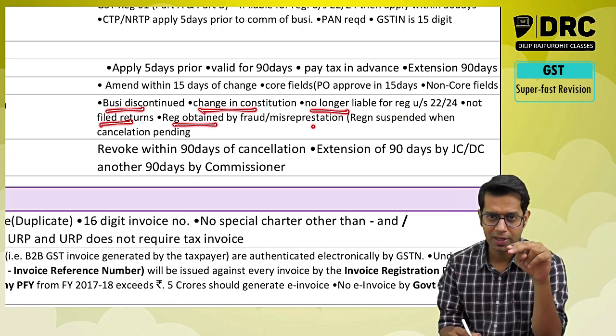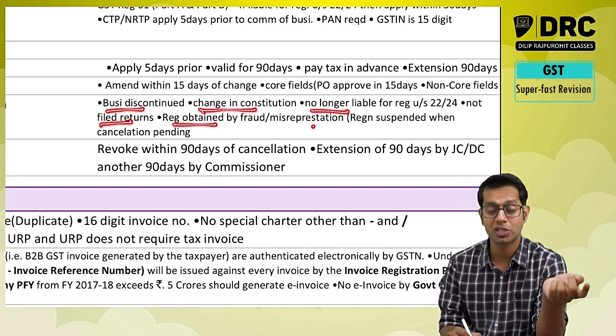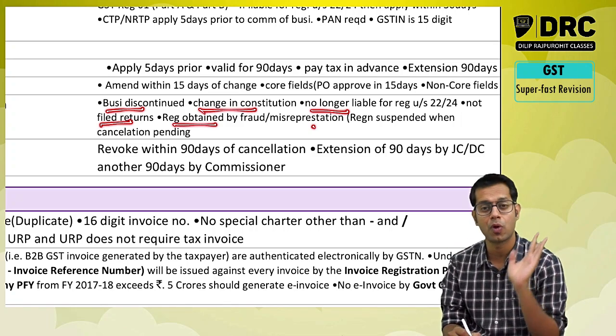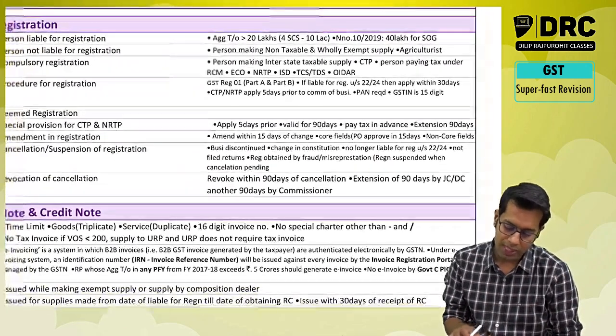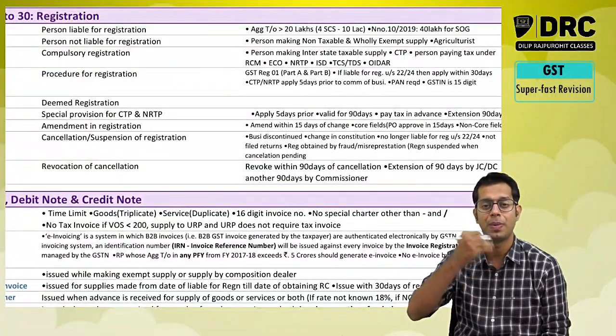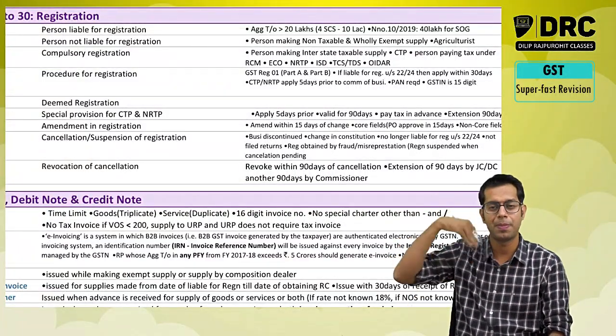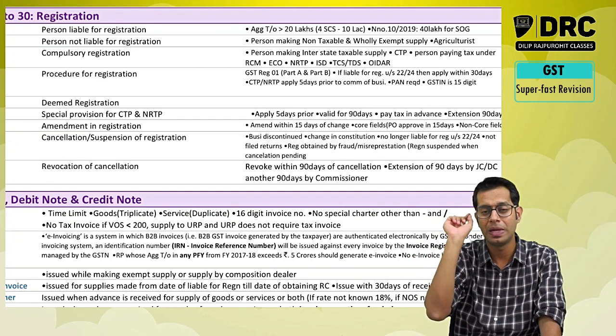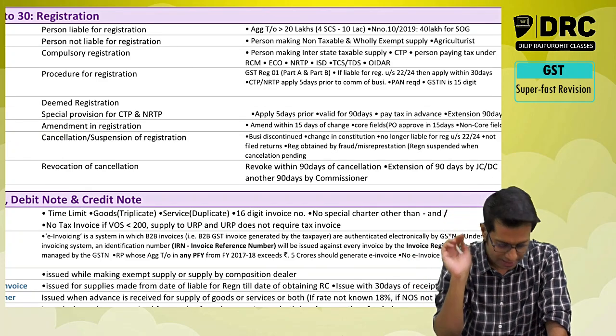suppression of facts, if you have not filed the returns, if you have not started the business within 6 months from taking the registration, or if you have violated the provisions of GST law. Now, say the registered person has applied for cancellation of registration, till the time the cancellation application is approved, your registration will be treated as suspended.